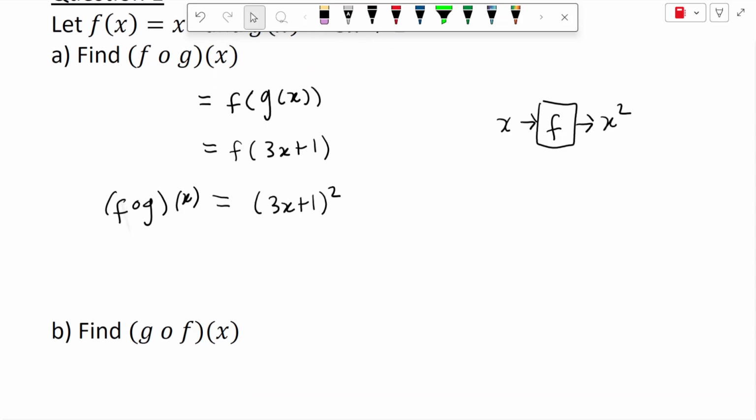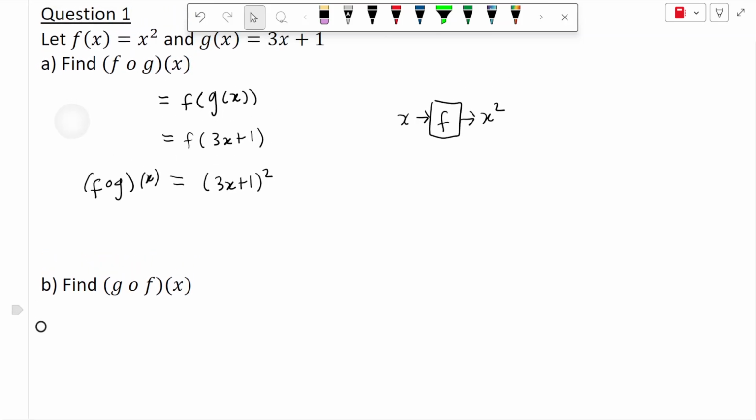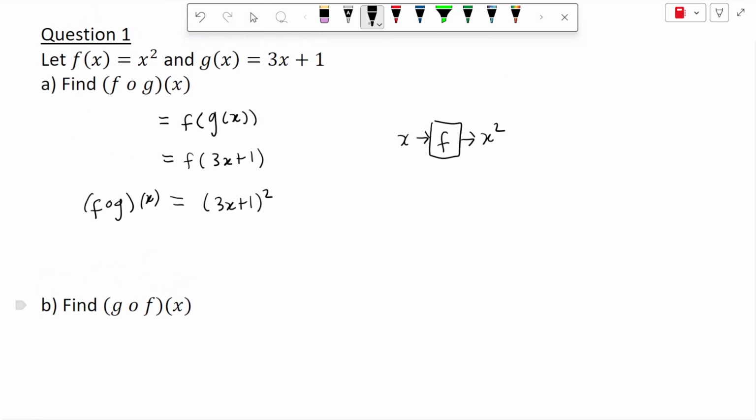Now, it doesn't work in reverse the exact same way. So it does matter what order you compose functions in. So g of f of x is going to be g of f of x. f of x is x squared.